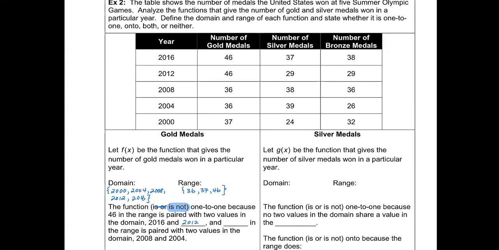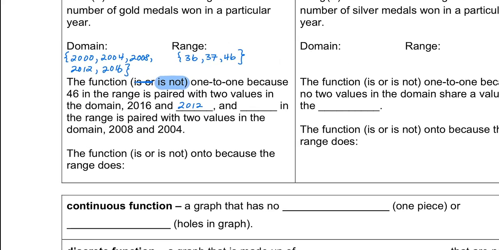You see that up here? The 46 counts as 1 number. It's paired here and there, 2016, 2012. But there's also another number that does that. The other number is 36. Do you see it here? It's also paired with 2008 and 2004. So there's actually 2 values. And 36 in the range is paired with 2 values in the domain, 2008 and 2004.